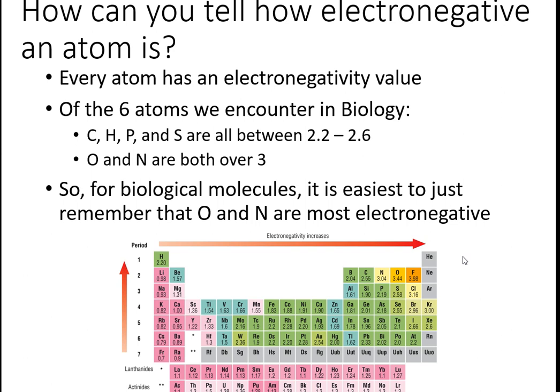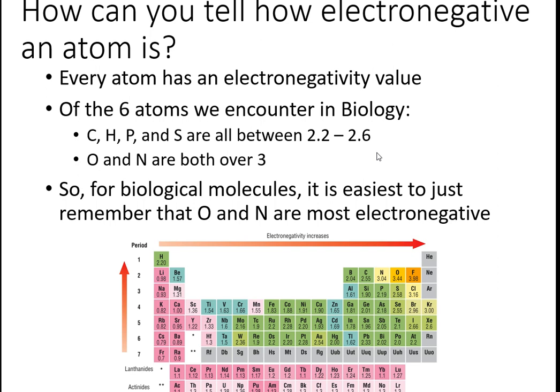However, in biology, remember we are only concerned with 6 basic atoms: carbon, hydrogen, oxygen, nitrogen, phosphorus, and sulfur. And so of those 6 atoms, 4 of them all have electronegativities between 2.2 and 2.6, which are essentially the same when we're looking at that tug of war that can occur between atoms. So carbon, hydrogen, phosphorus, and sulfur, when they form bonds with each other, they're going to be relatively equal in terms of their attraction for electrons, which means they're going to be equal in terms of their pull on those electrons in that tug of war.